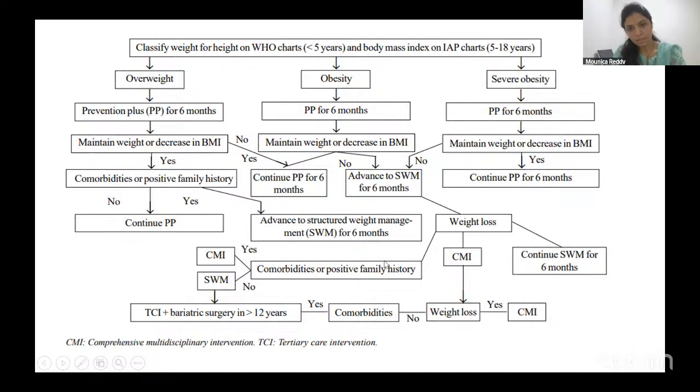And if meanwhile you see that there are any comorbidities or there is a positive family history of metabolic complications in the family, then I think it's very important to screen and treat the comorbidities simultaneously, and the child needs to be referred to the multidisciplinary team. And this is severe obesity. The first trial would be again lifestyle changes for 6 months. If doing well, then please continue. If not doing well, then move to a structured weight management plan. And again, in case of comorbidities, the child would need pharmacotherapy or bariatric surgery.